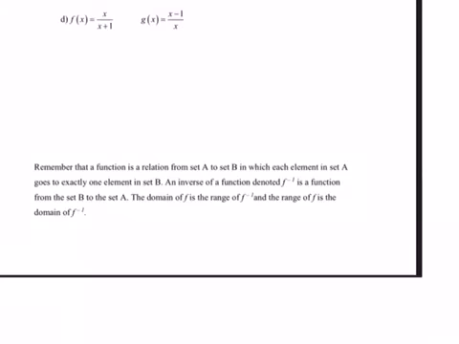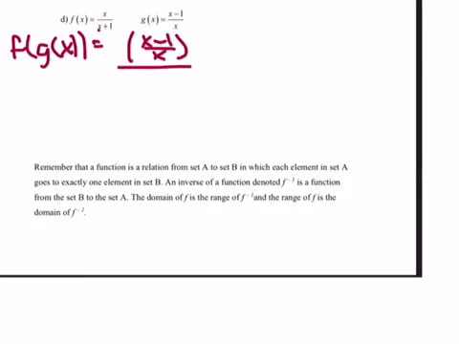Alright, so I want to see if f of x equals x over x plus 1 is an inverse of g of x equals x minus 1 over x. So I'm going to start, just like on all the other ones, with f of g of x. So since f has x's in two places, I'm going to plug g of x into both of them. So that's going to give me, in the top, x minus 1 over x, all over x minus 1 over x plus 1.